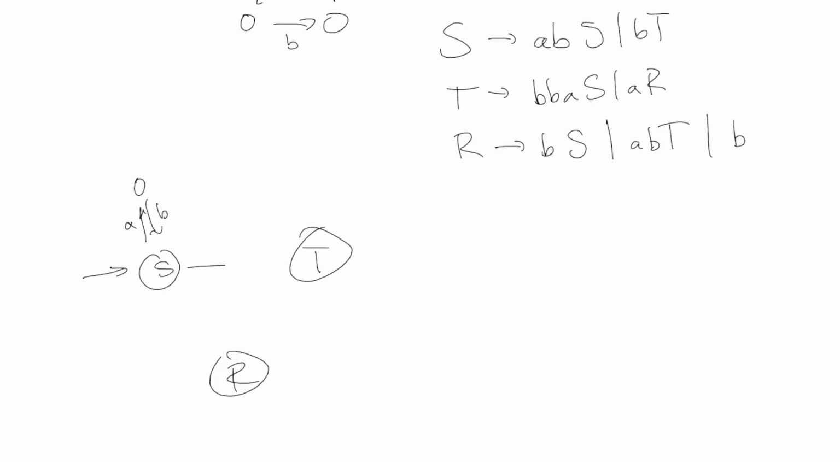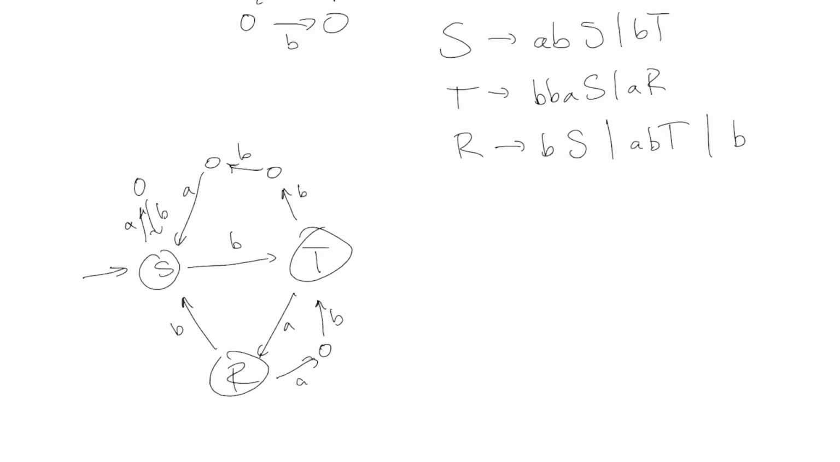S goes to BT is like that. T goes to BBAS. So there's B, B, A, back to S, something like that. T goes to AR is just this. R goes to BS is that. R goes to ABT, like that. And then finally, the extra B.